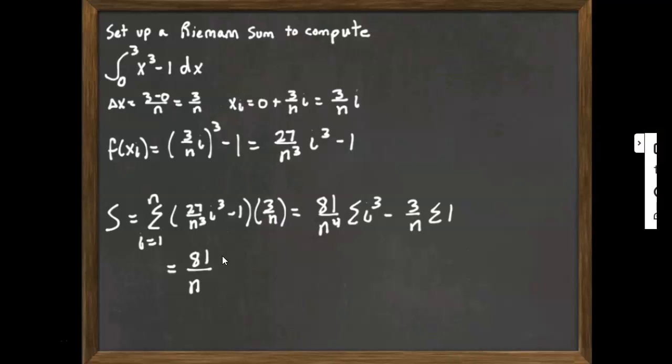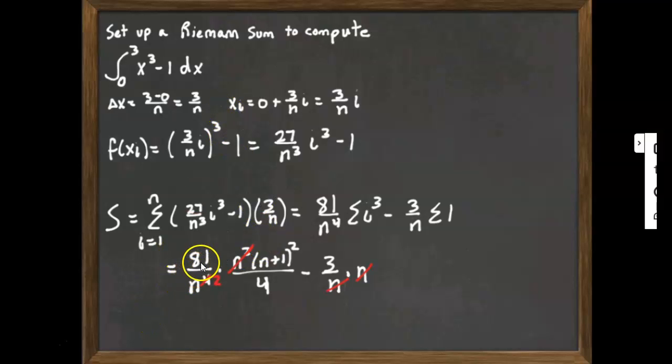So we would have 81 over n to the fourth, and then the formula for the sum of the cubes, n squared, n plus 1 squared, all over 4. And then 3 over n times 1, well, if you add 1 up n times, you're just going to get n. So we'll have 3 over n times n. And then we can simplify here, cancel out an n squared with an n to the fourth to leave 2 in the bottom. Cancel the n and the n. That'll just leave us with 3 for that part.